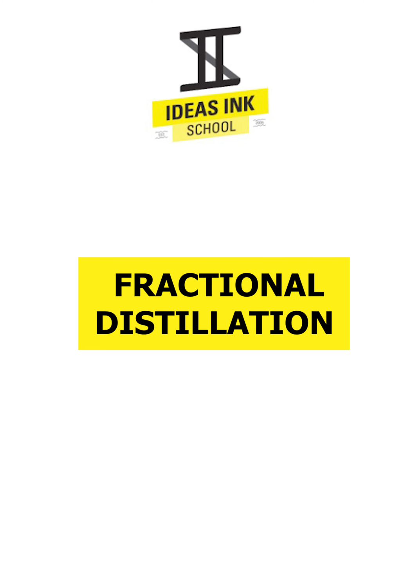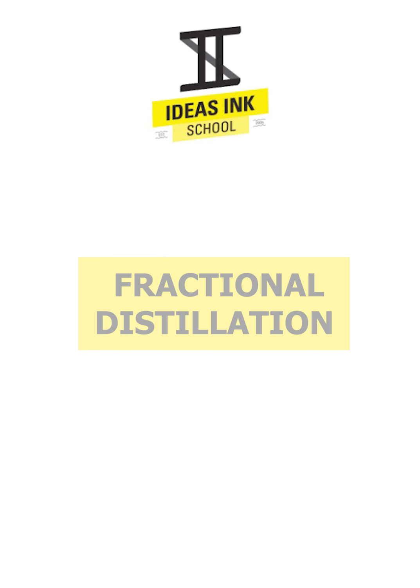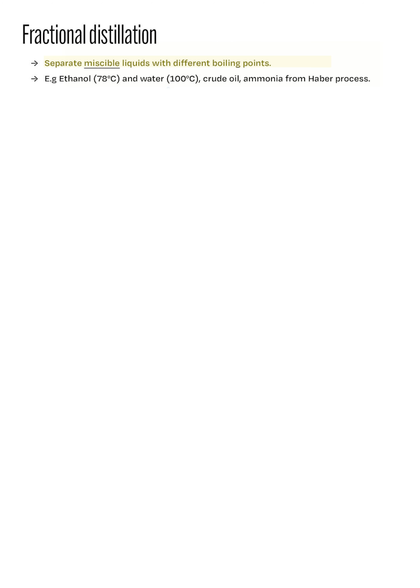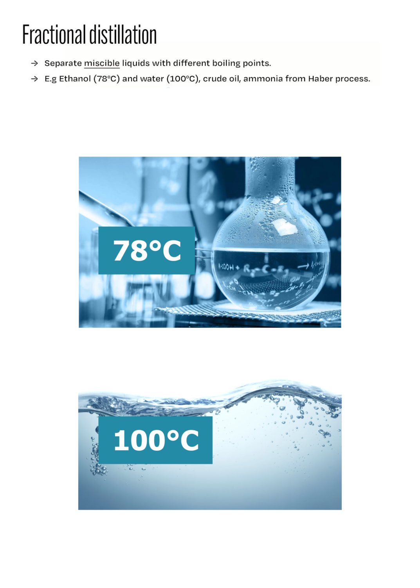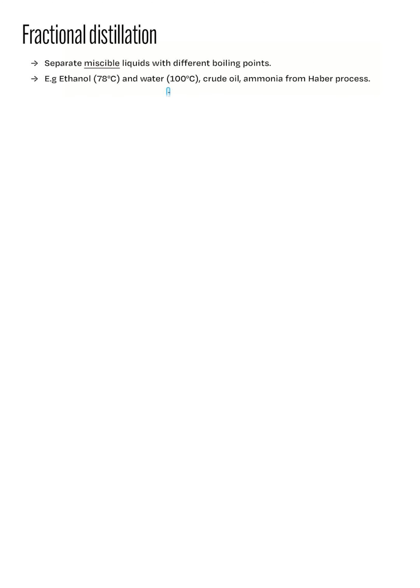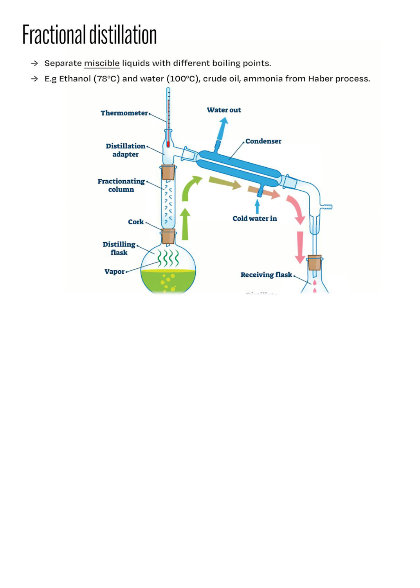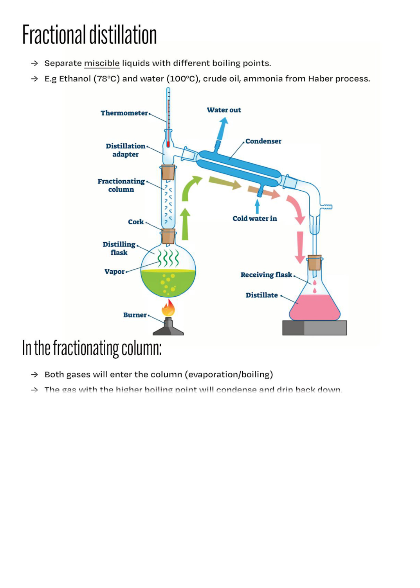The next separation technique is known as fractional distillation. This technique is used to separate miscible liquids with different boiling points. Miscible liquids are substances that can dissolve and mix with each other. For instance, ethanol and water are miscible liquids with different boiling points. Ethanol boils at 78 degrees Celsius while water boils at 100 degrees Celsius. This technique can also be used to separate the components of crude oil and to extract ammonia during the Haber process. Please pause the audio and refer to the diagram in the notes for a better understanding of the setup.